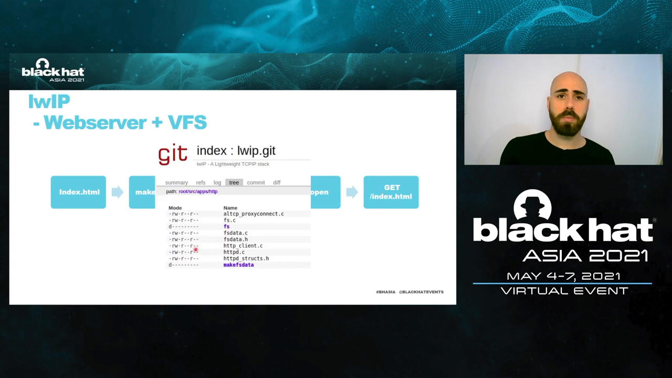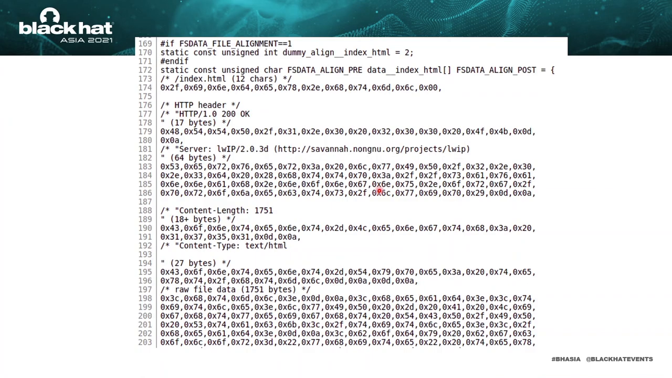And everything is pretty tight. The implementation is simple. The http.c holds all of the web server itself, and then we have the makefsdata utility. And that's just an example of files that you can use, the fsdata.c that comes along with the project. There is some index HTML encoded in here, and you can see that it also includes the HTTP headers and the server header, content length, and the data itself.